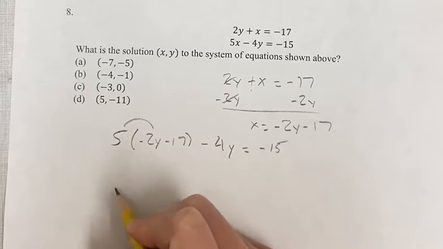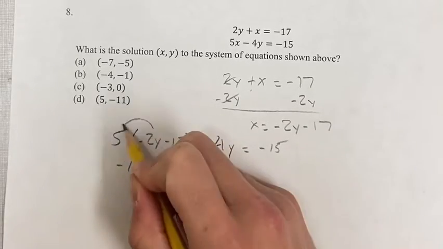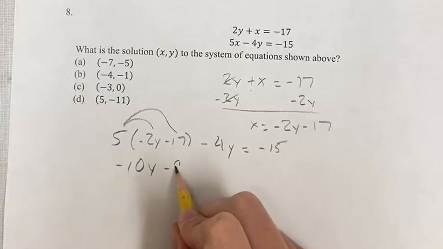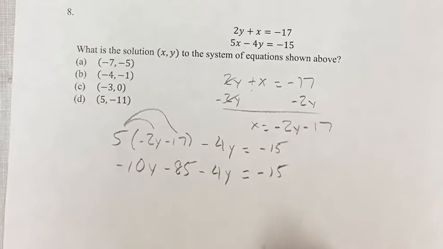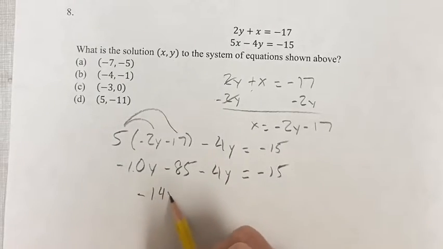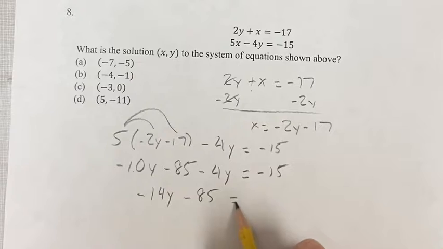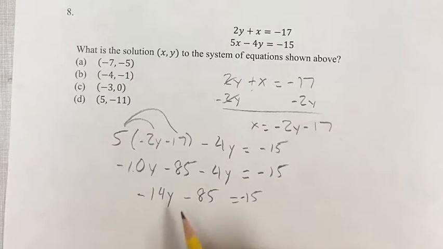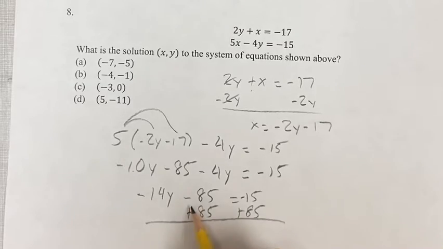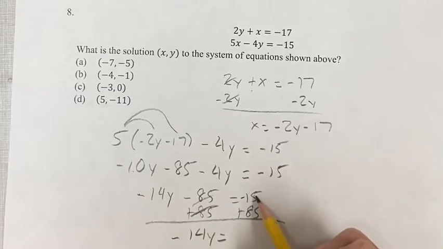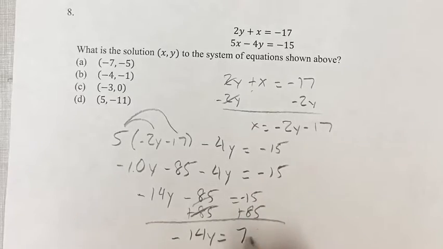Distributing out, we have 5 times negative 2 is negative 10y, 5 times negative 17 is negative 85, minus 4y is equal to negative 15. Negative 10y minus 4y is negative 14y, minus 85 is equal to negative 15. Adding 85 to both sides gives us these canceling. Negative 14y is equal to negative 15 plus 85, which is 70.